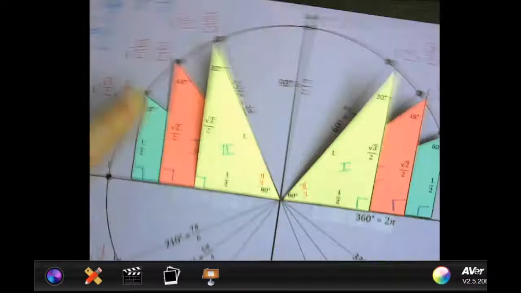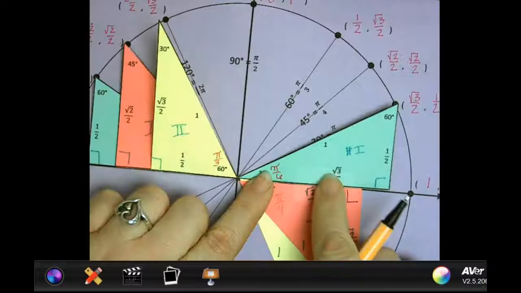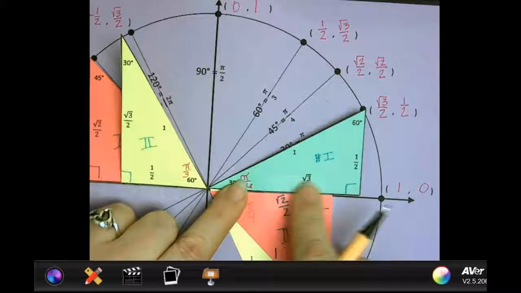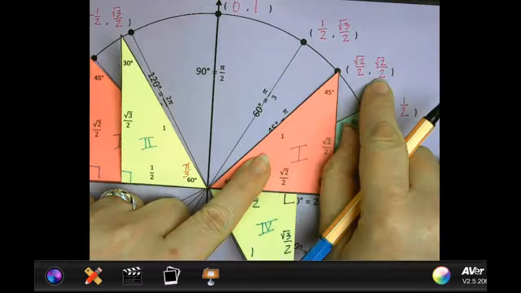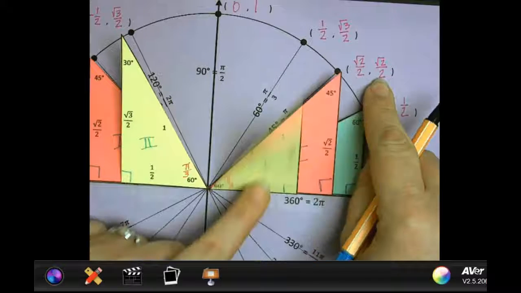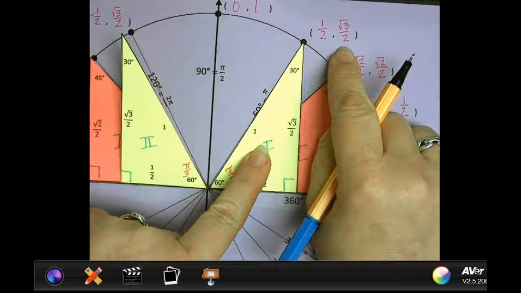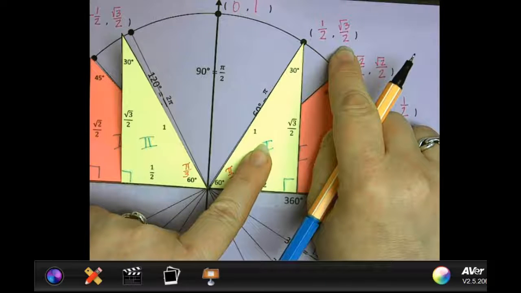If I look back over here, sine of 45 is square root 2 over 2. The sine of 60 is square root 3 over 2. You see that? It's just the y value. That's all it is. Okay, now let's go to the bottom left.